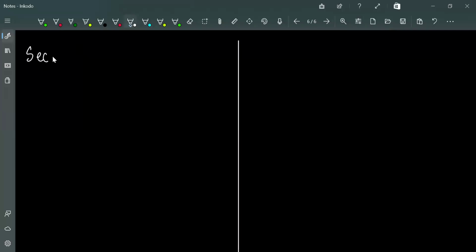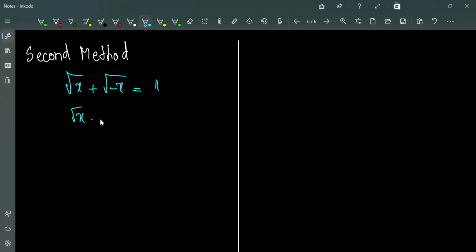For the second method, if we have the square root of x plus the square root of negative x equal to 1, we can write it like this: square root of x plus the square root of x times i equal to 1. Right now I want to raise both sides to the power of 2.